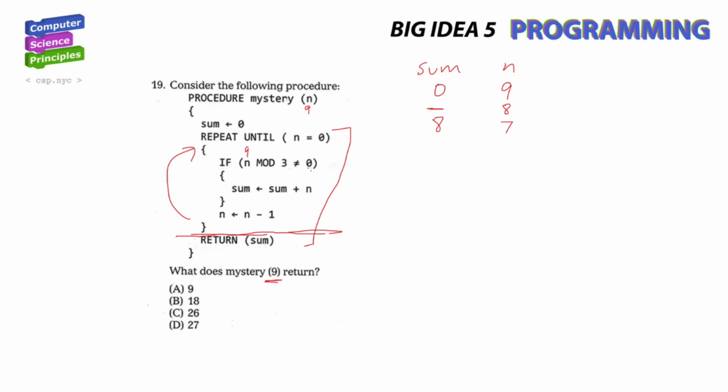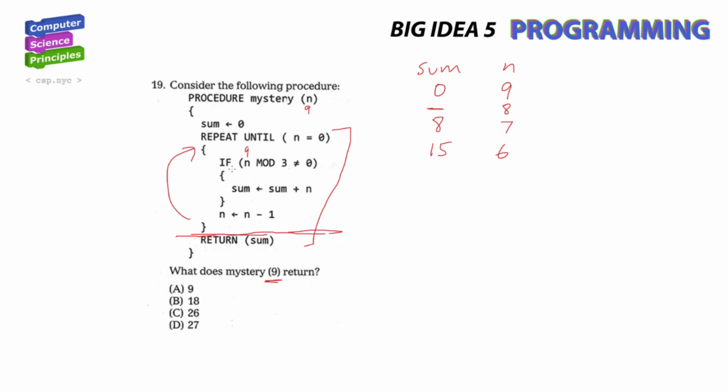Then we come back up to the top of the repeat. 7 isn't 0, so we get inside. 7 mod 3 does not equal 0 because 7 is not a multiple of 3. So now it does this thing with the sum. The sum, which was 8, now becomes 8 plus the n, 8 plus 7, so that's 15. And at the bottom of this, we deduct 1 from the n, so it's now 6.